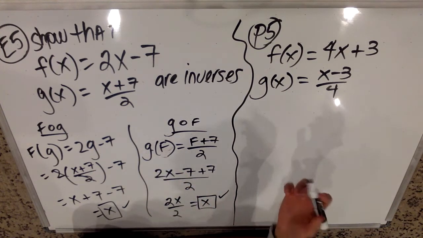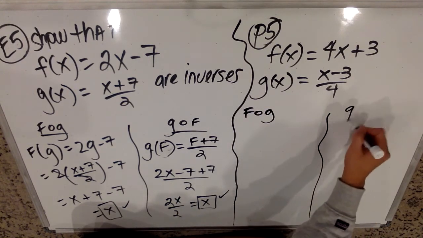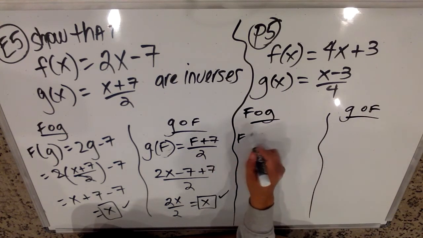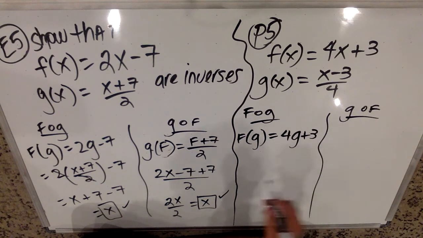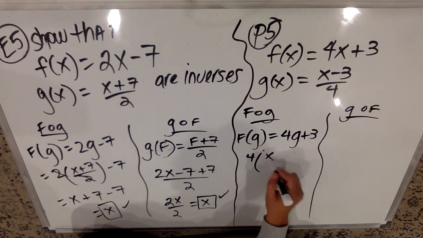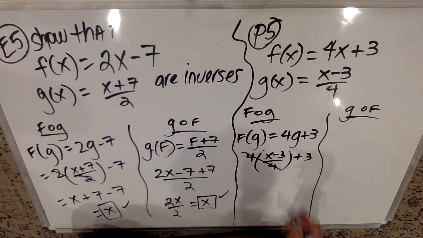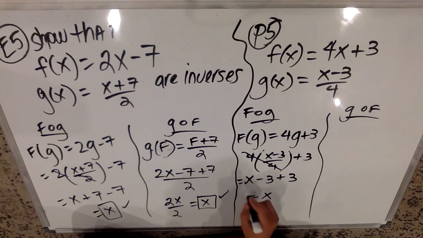I'm going to go ahead and do f of g, g of f, and yes, the expectation is that you do both if you were asked to show this. So f of g is going to be f outside the g function, right, which is going to be 4g plus 3, right? So that's 4 times g, which is this whole ugly fraction, plus 3. Well, the fraction part cancels. I get x minus 3 plus 3, which is totally just an x, right?